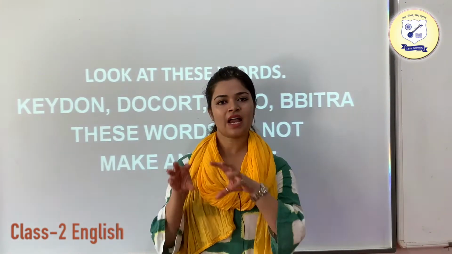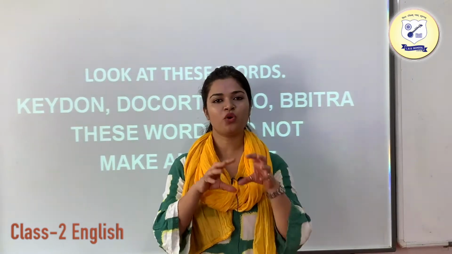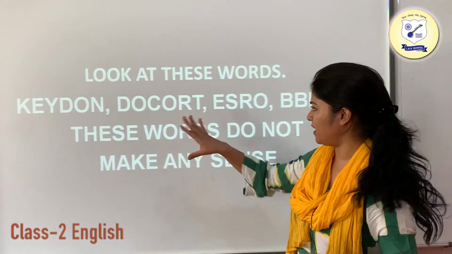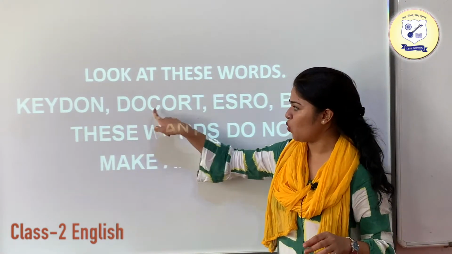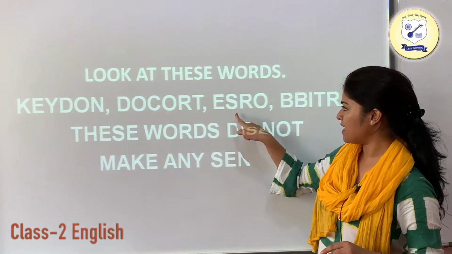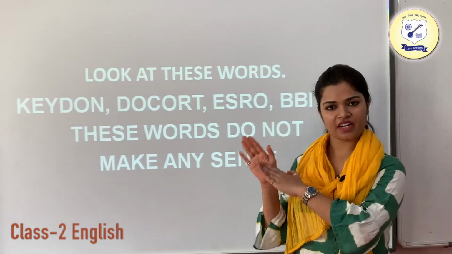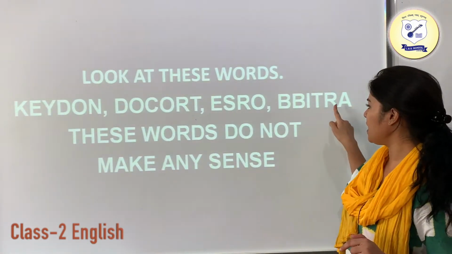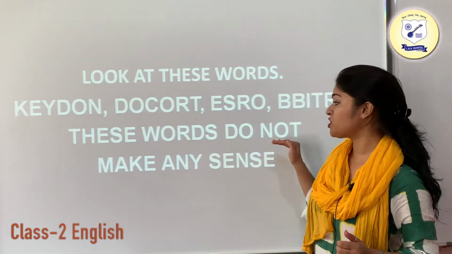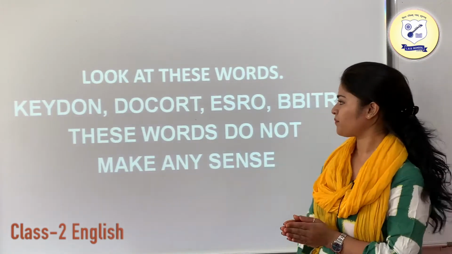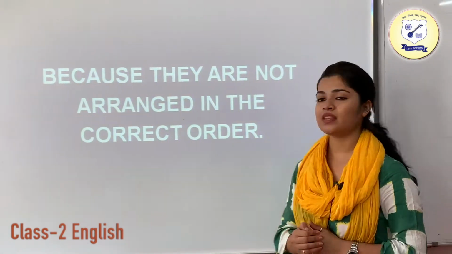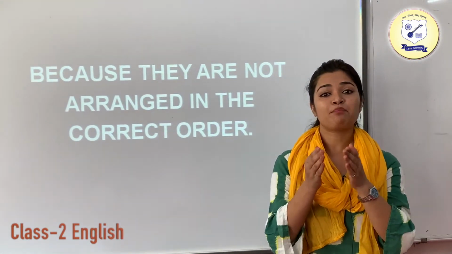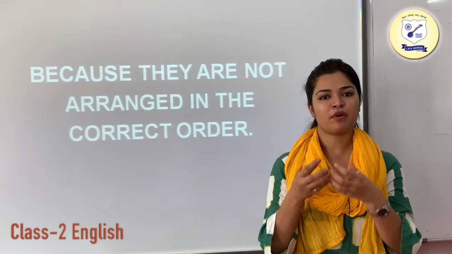Keydon. As you can see, when you pronounce this word, you won't get any sense of it, like Ken, Keydon. Similarly, Doc, Ort, Esro, these are a few alphabets which are written in front of you, and similarly we have another example, which is Bbitra. These are words which do not make any sense because they are not arranged in the correct order. Whenever you are writing a word, the alphabets should be in perfect order so that they can make sense.